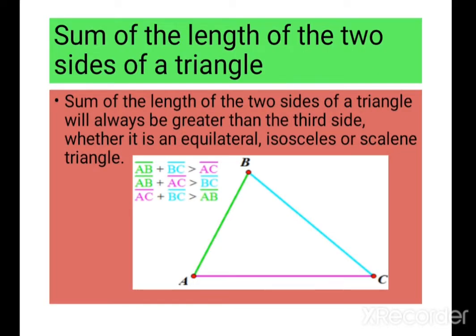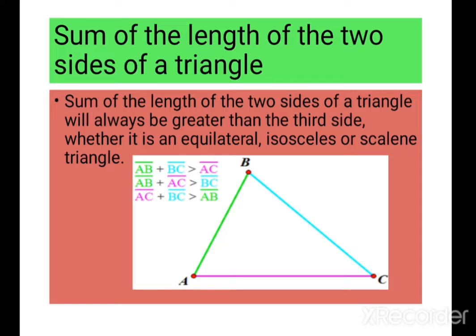Sum of the lengths of two sides of the triangle. This is called the side sum property also. Here the sum of the lengths of two sides of a triangle is always greater than the third side, whether it is an equilateral triangle, isosceles triangle or scalene triangle.